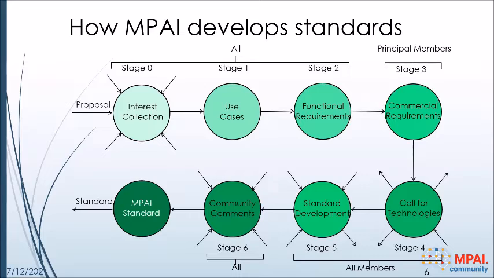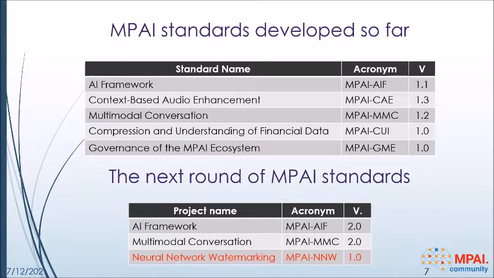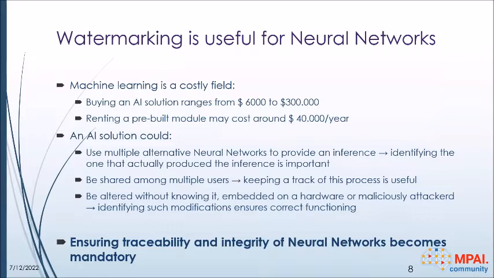And you know, this is a useful process because we did make some changes based on the comments that we have received. So what we have done so far, we have developed five standards, as I said, and we have a next round of MPAI standards, which is AI Framework version 2. It is what I have described at the beginning, this environment where you can execute AI applications. Then we have another big standard that is called Multimodal Conversation version 2. And finally, we have neural network watermarking, which is what we are going to talk about now, but that will not be me, it will be Mihai.